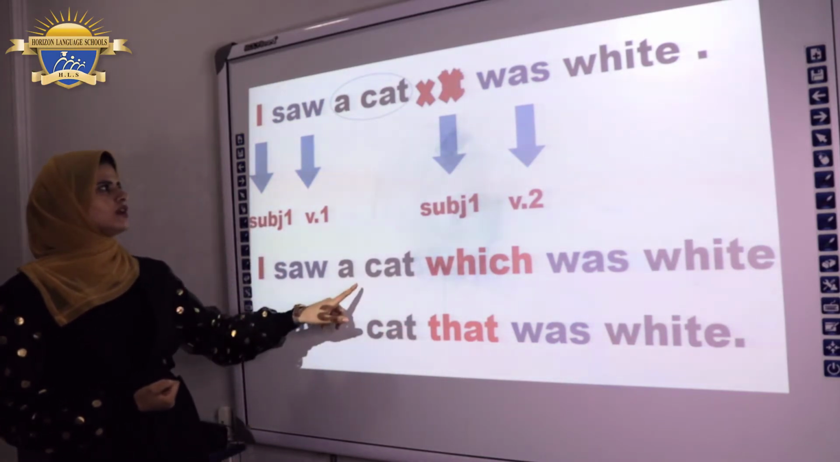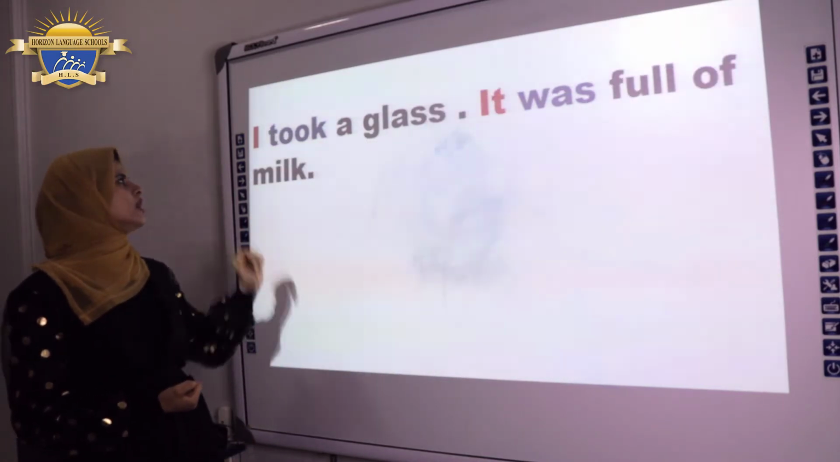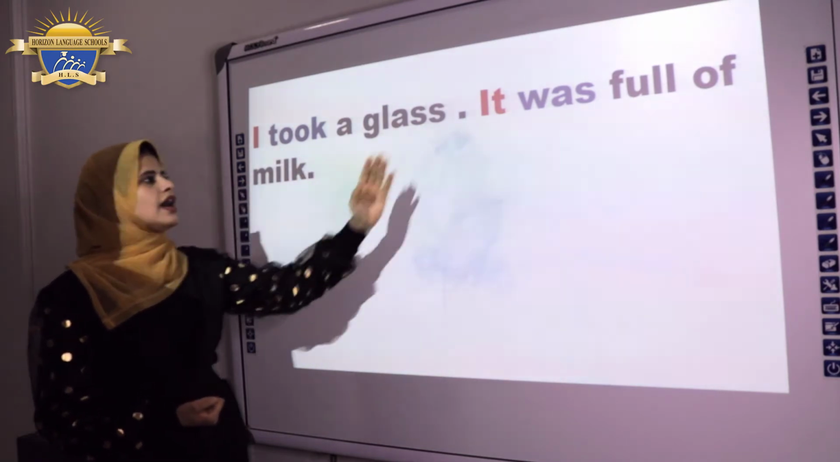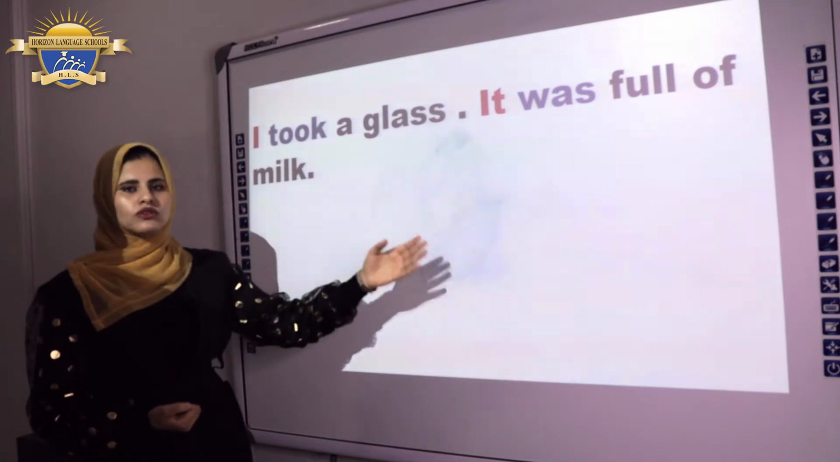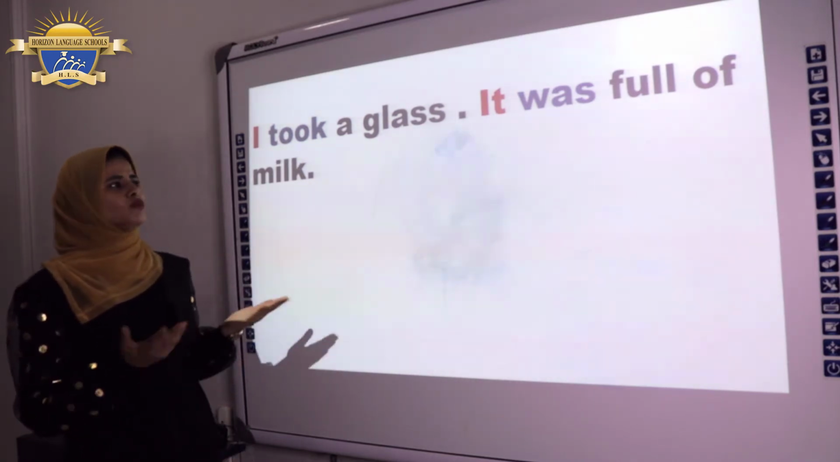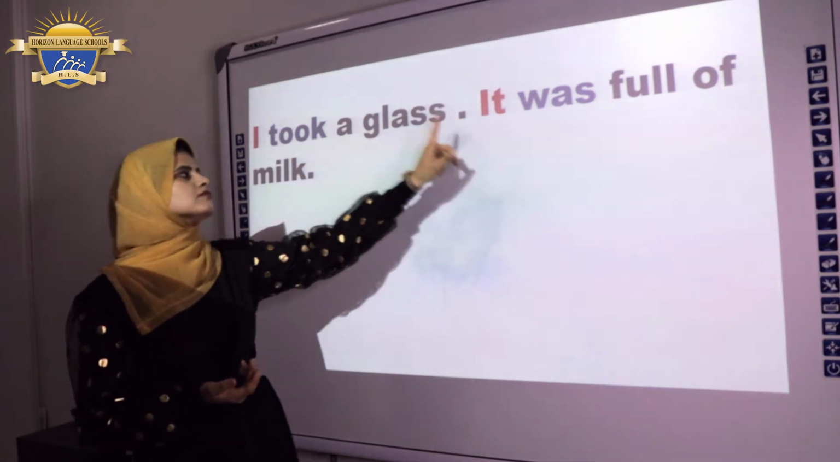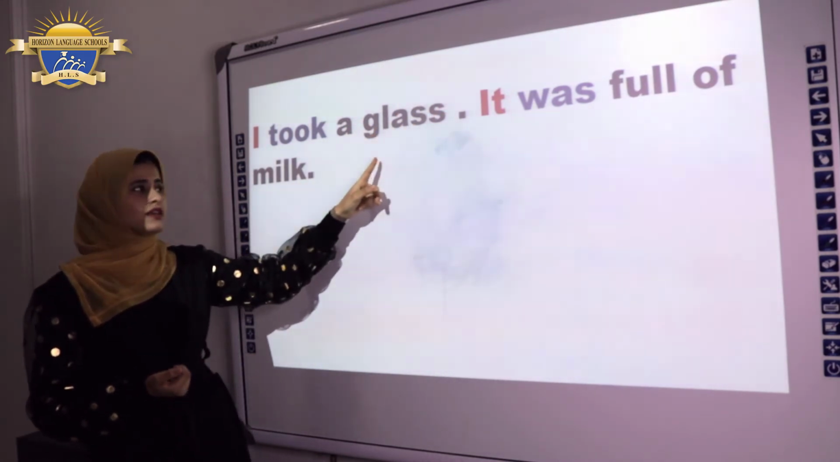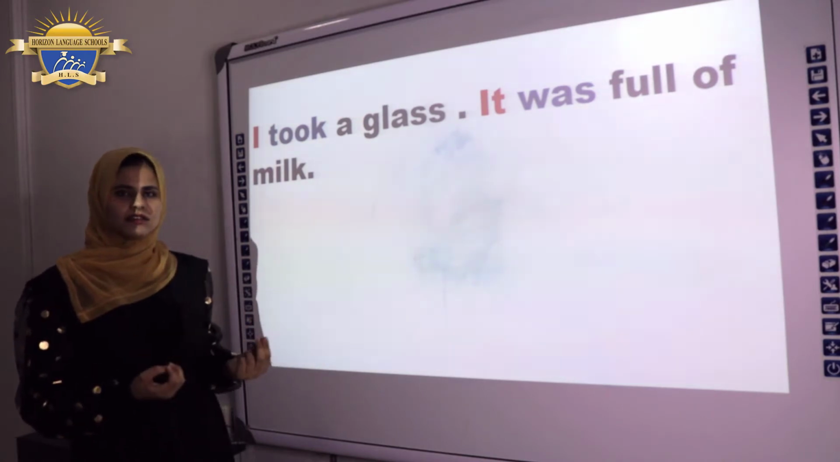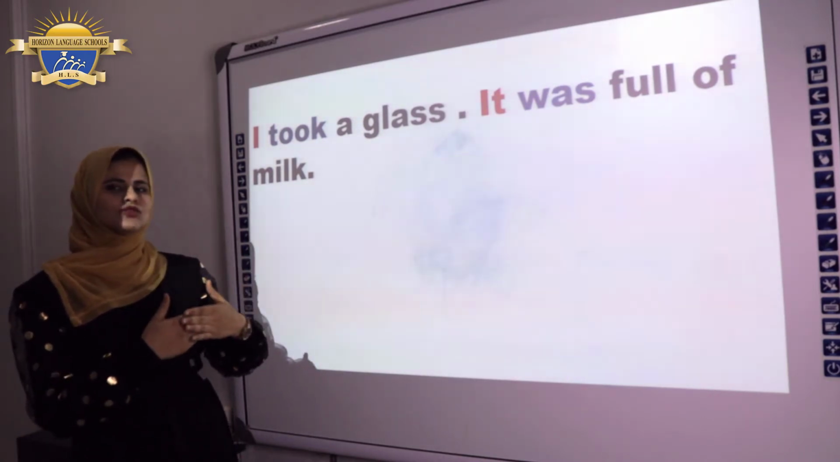Okay? So, let's have another example. I took a glass. It was full of milk. What was full of milk? It refers to a glass. A glass is a thing. How can I join the two sentences?